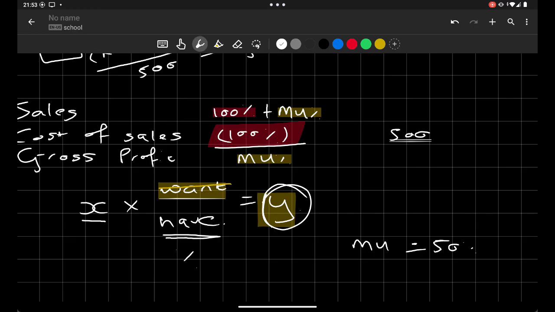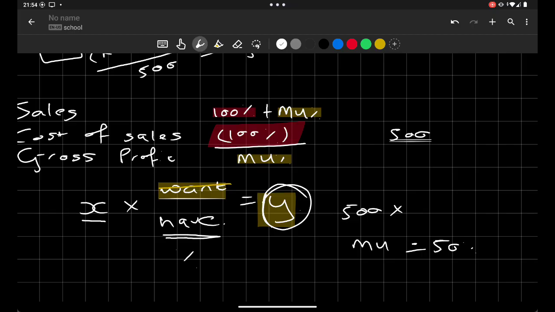So x is what we have. What we have is 500 rand. That is our cost of sales. So we're gonna say 500 rand multiplied by what we want. I'm gonna give you two scenarios here. I'm gonna start by calculating the sales, then I'm gonna come back and calculate the gross profit to show you that with just two variables you're able to get all three of these line items.